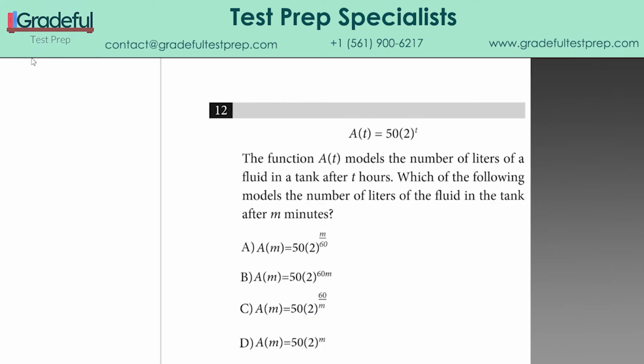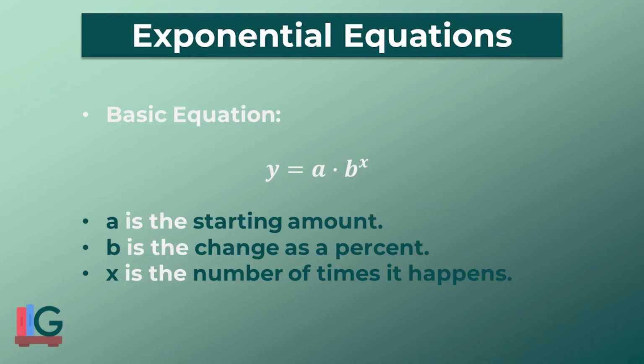Question number 12 is quizzing a concept that is coming up really frequently. It's almost one of the few things that we can guarantee will come up on any SAT that you're going to take. So the idea for exponential equations is that the basic equation looks like this, and you need to know what each part of this represents. So A is your starting amount, B is the way that it changes, and x is the number of times this is all going to happen.